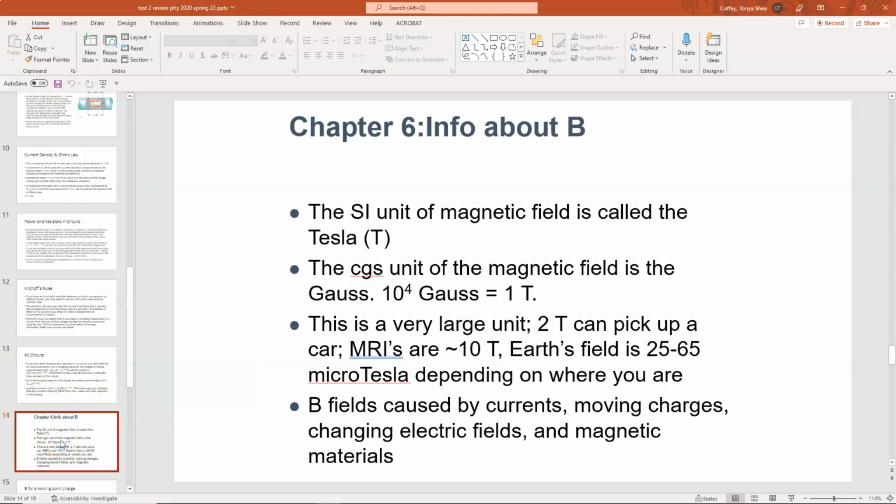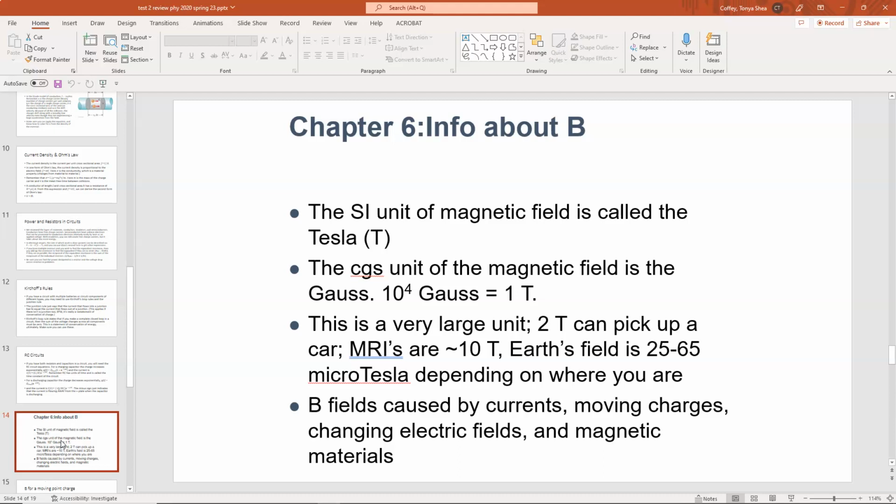Okay, Chapter 6. We didn't get too far into Chapter 6 for this test, but we did define the magnetic field and talk about the sources and the values of the magnetic field. Okay, so first things first, the SI unit of the magnetic field is called the Tesla. The Tesla is actually a really big unit. MRIs have about 10 Tesla. 2 Tesla can pick up a car, and the Earth's magnetic field is 25 to 65 microtesla, depending on where you are.